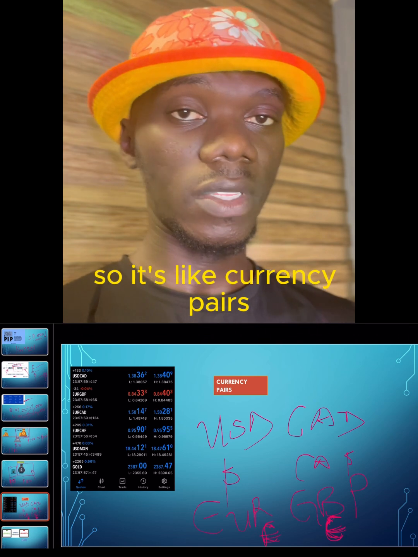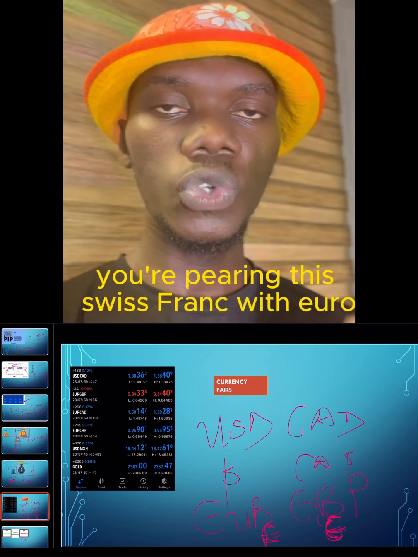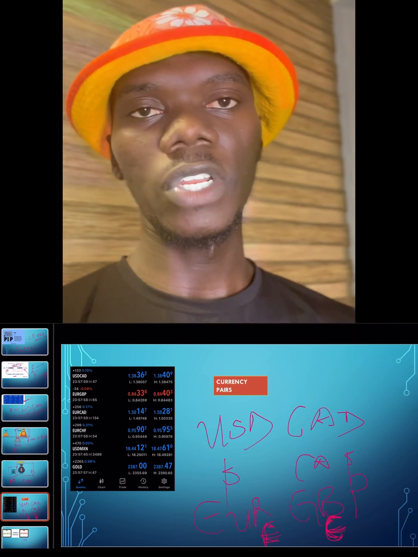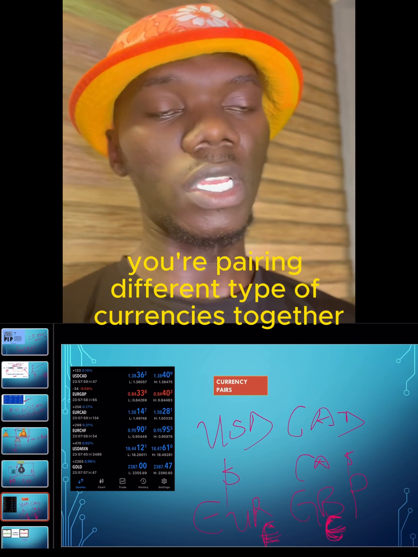So it's like currency pairs. You're pairing this currency with the other currency. You're pairing the Swiss francs with euro. You're pairing Mexican pesos with United States dollar. You're pairing different types of currencies together.